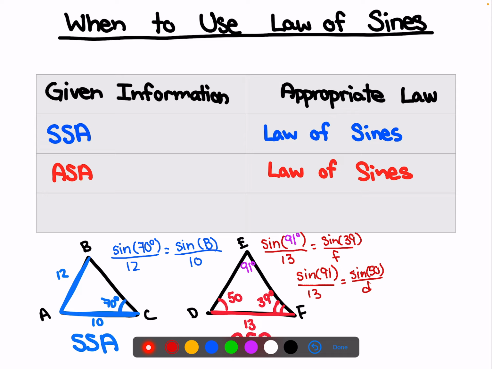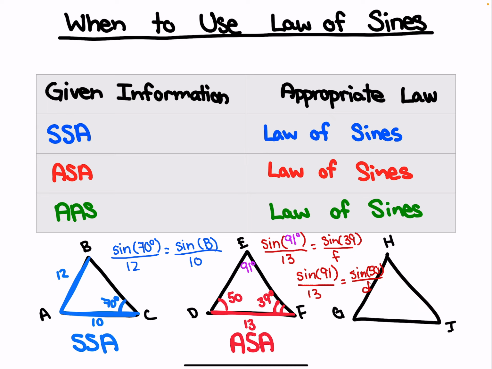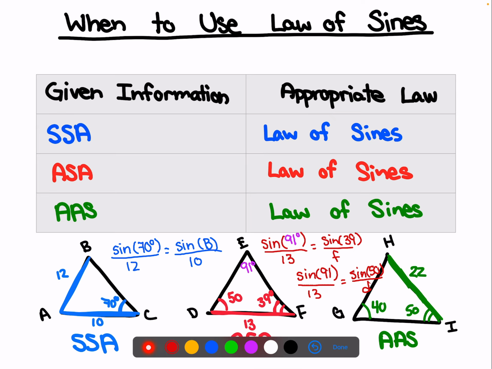And then our last instance of using law of sines is if we have 2 angles and a non-included side. Angle, angle, side. Let me erase this last trig ratio down here. So this is the last instance of using law of sines. Our law of sines for this one would be sine of 40 degrees over 22 equals sine of 50 degrees over I. So that is how you would be using the law of sines in order to set up your problems.